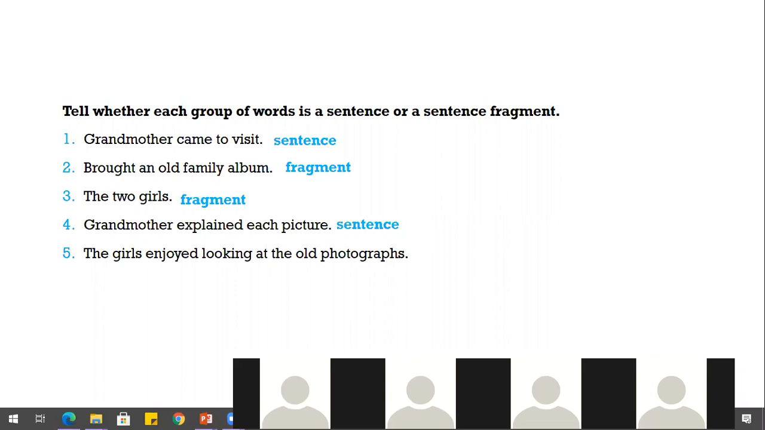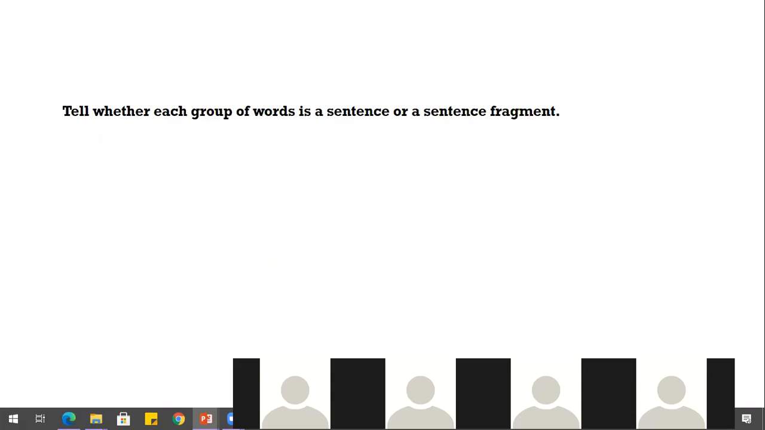Okay, number five, Malak. The girls enjoyed looking at the old photographs. Sentence. Sentence, very good. Okay, thank you so much, Malak. All right, moving on.